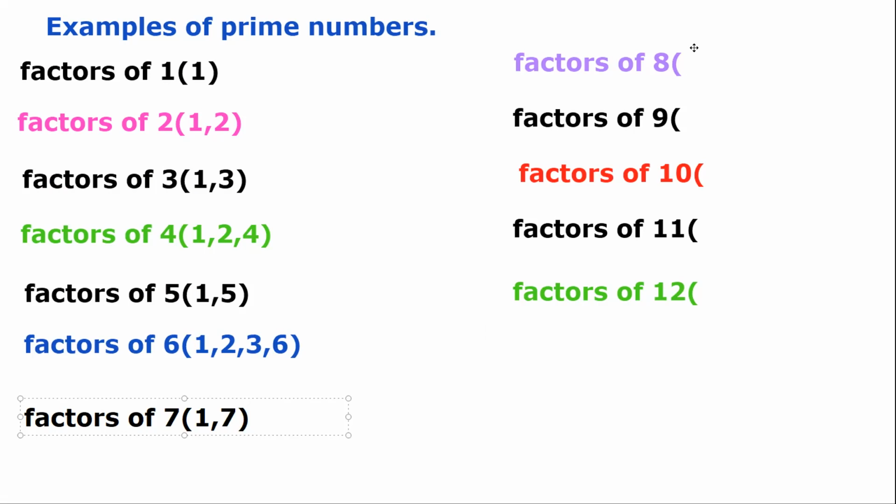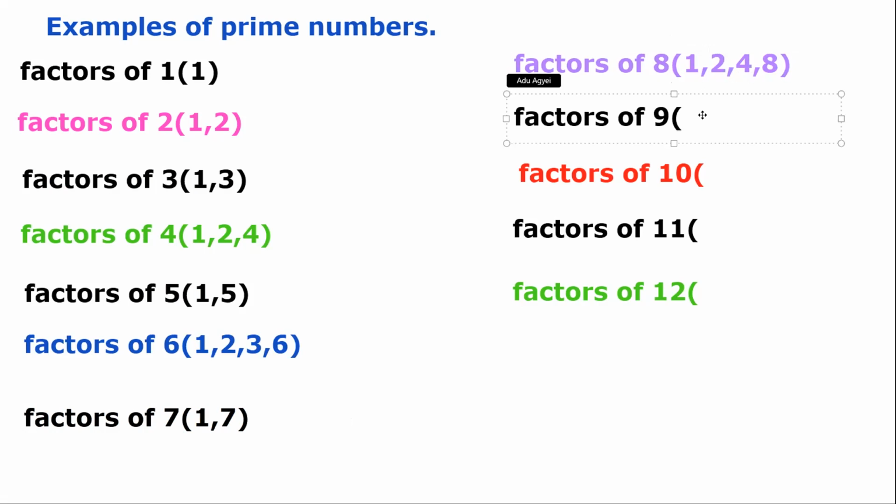Now factors of 8. 1 times 8 will give you 8. 2 times 4 will give you 8. 3 times can never give you 8. 4 times 2 can give you 8. And then 5 cannot, 6 cannot, 7 cannot, but 8 times 1 can also give you 8. Okay?